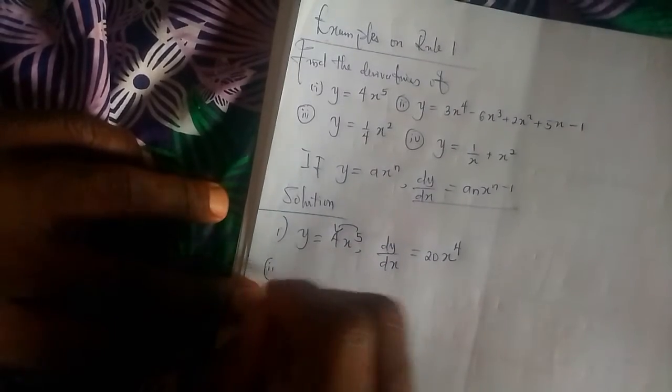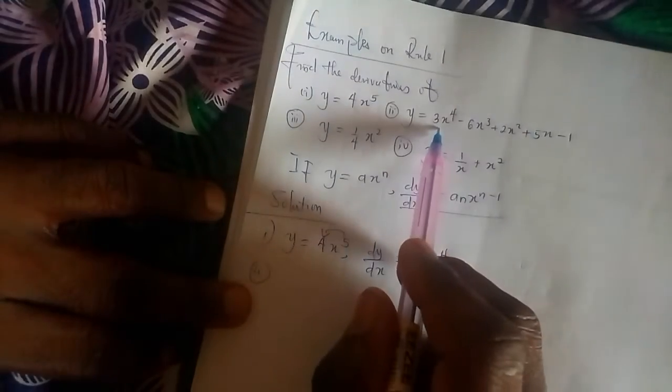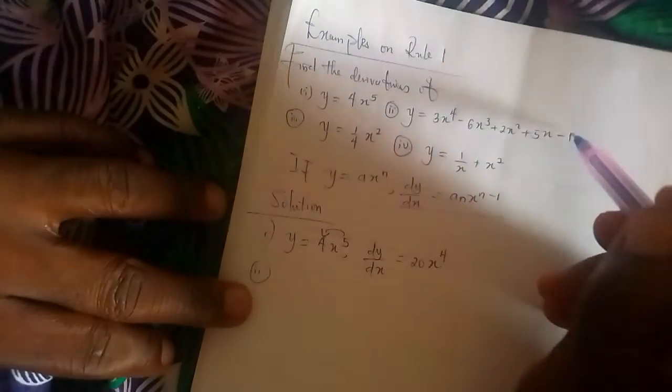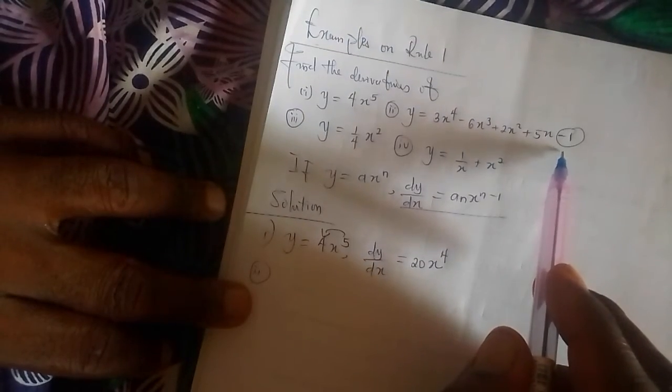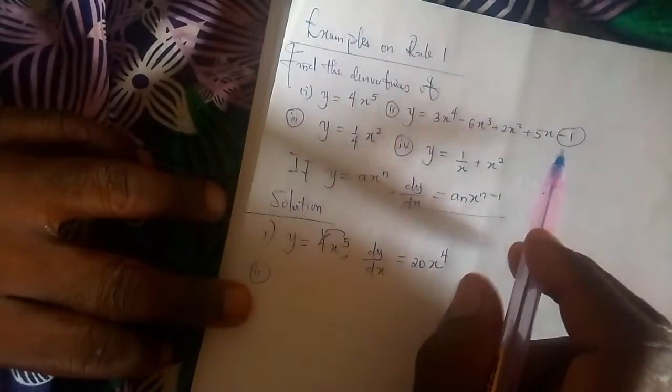Then number two, we have more than one term like this. We have 3x to the power 4, 6x to the power 3, 2x squared, 5x, minus 1, which is a constant. And don't forget, in the previous video I stated that the derivative of a constant is 0.